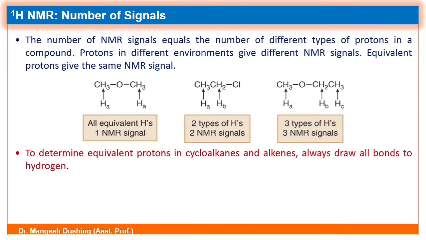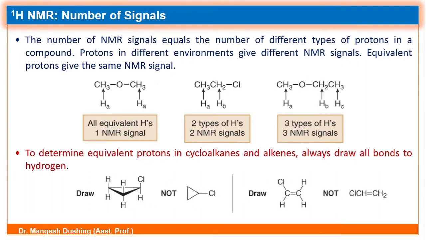Now to determine the equivalent protons in cycloalkanes and alkenes, we have to draw a proper structure, with proper bonds to the hydrogen. Here it's okay, that is CH3. We did not show all these protons here because the protons are equivalent, so we need not write them. But in cycloalkanes or alkenes we have to mention all the bonds.